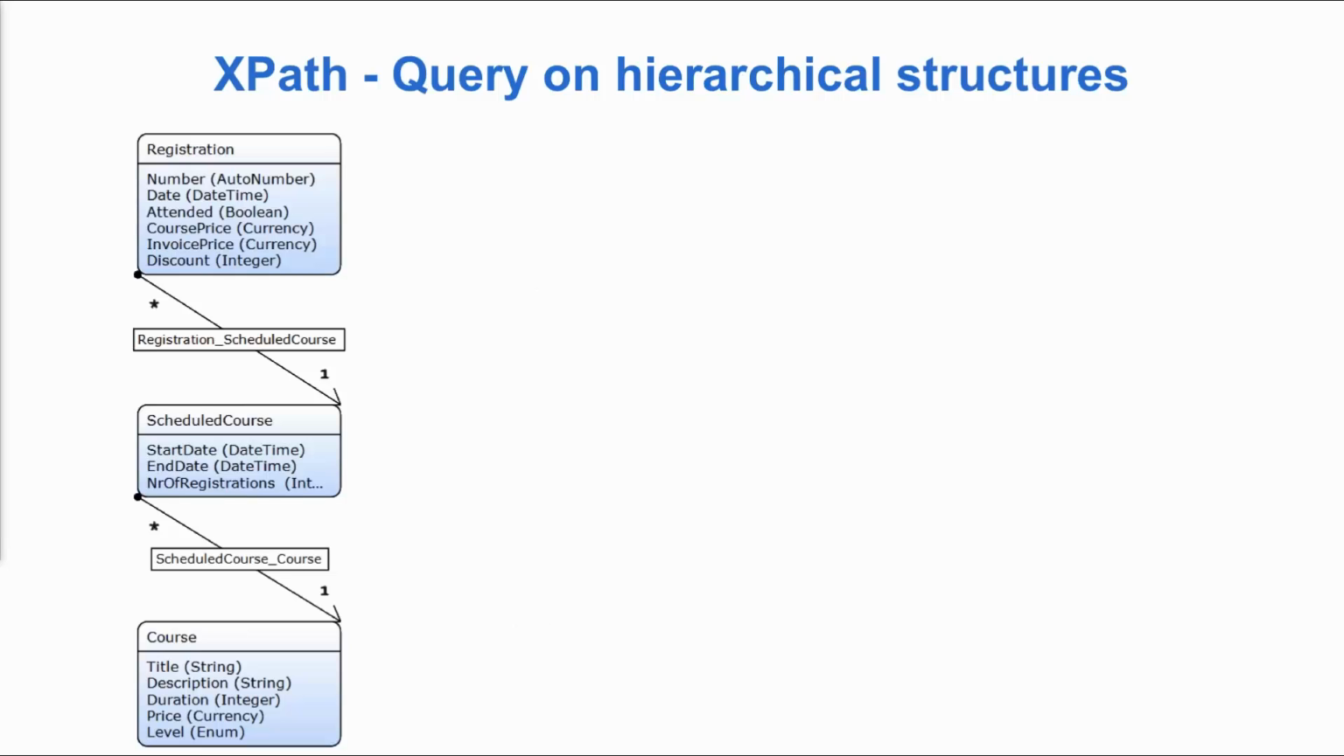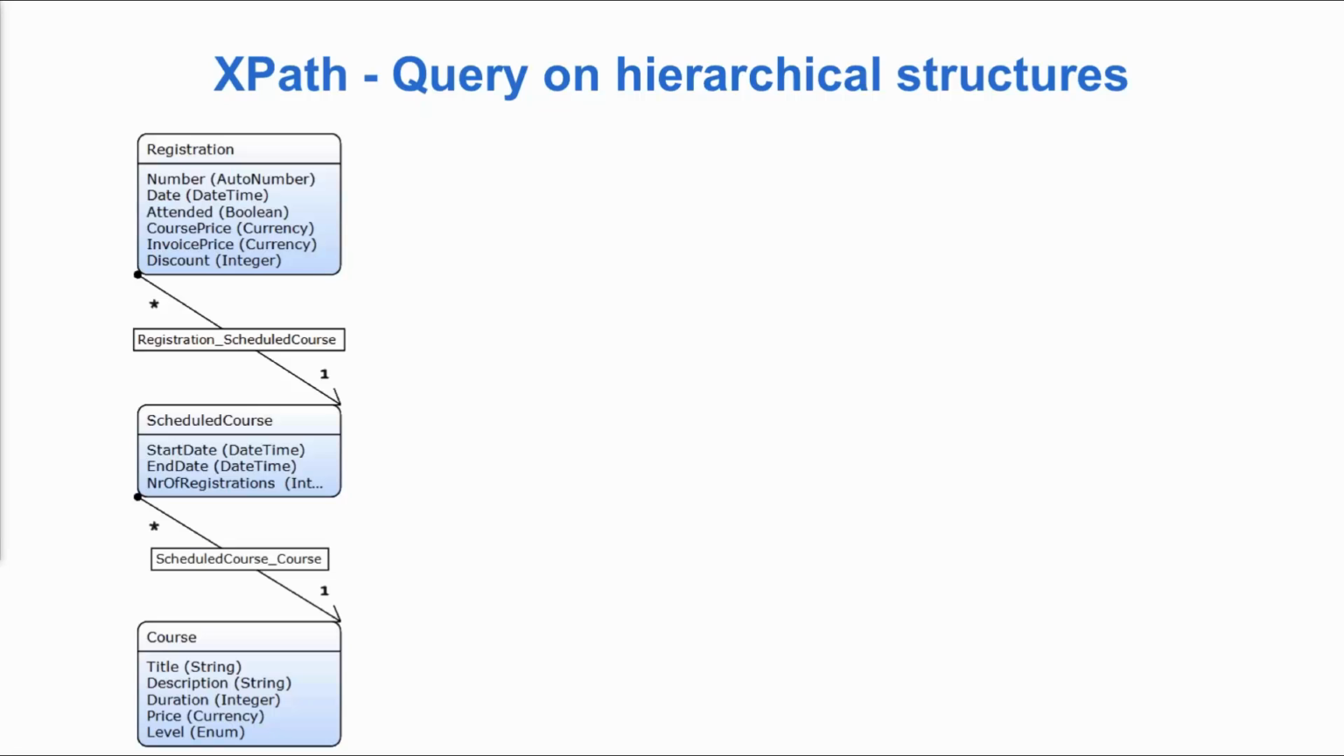So let's look at the following domain model. We have a course, and that course can be scheduled multiple times. And that scheduled course can have multiple registrations. Let's say that we are on the registration list of objects, and we want to retrieve, for example, all the registrations where the course is an advanced course.